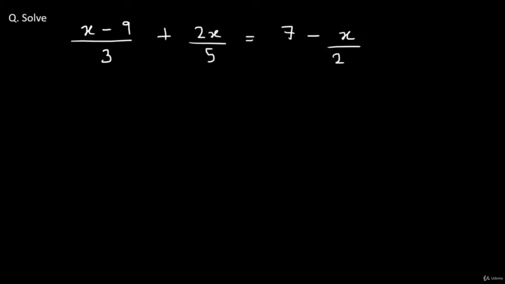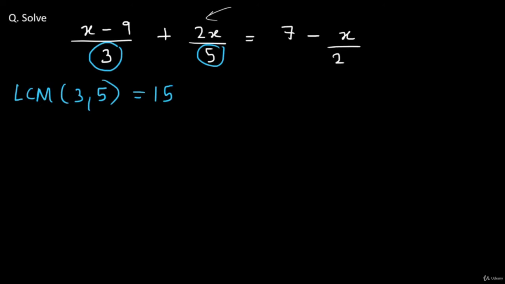Alright, now let's solve one more equation. We have (x − 9)/3 + 2x/5 = 7 − x/2. Over here let's start with simplifying the left hand side. I have 3 over here and 5 over here in the denominators, so let's find the LCM. LCM of 3 and 5 is equal to 15. Now I need to change (x − 9)/3 into a fraction which has 15 in the denominator. So how do I do that? I multiply the numerator and denominator by 5.